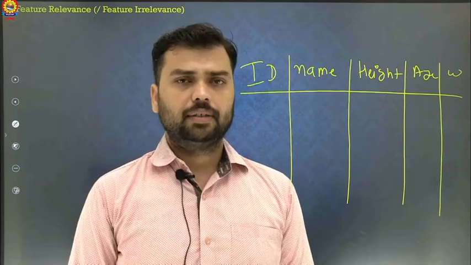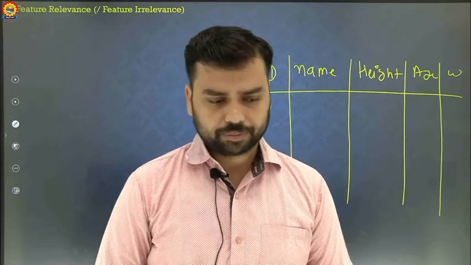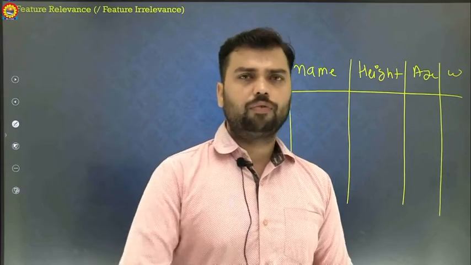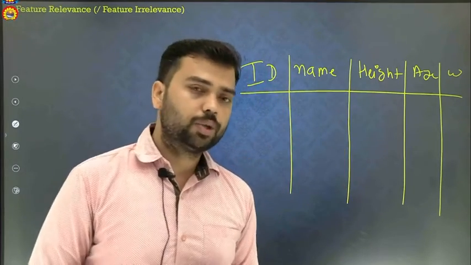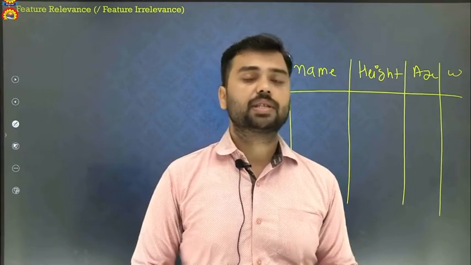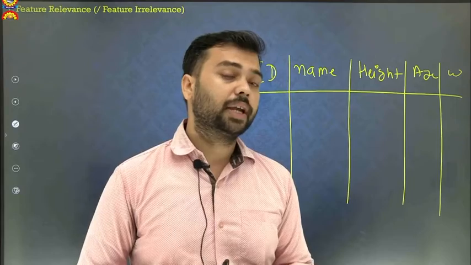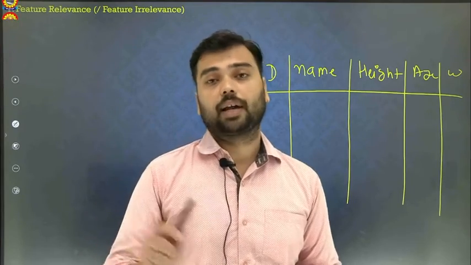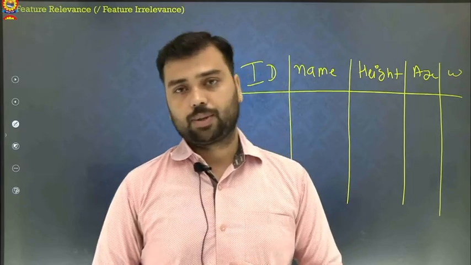For that there are so many methods. But first of all, we wish to reduce the dimensionality of the data set. How can we reduce it? First of all, you identify the features which are relative or irrelative with respect to the target value. What is our target value? The average weight of all the students.